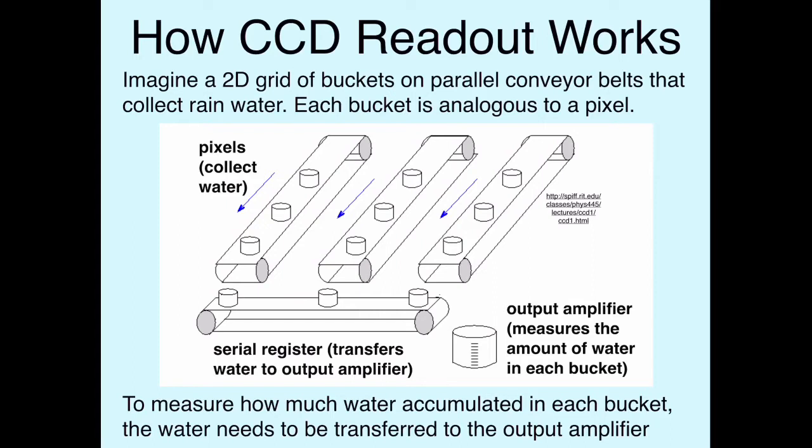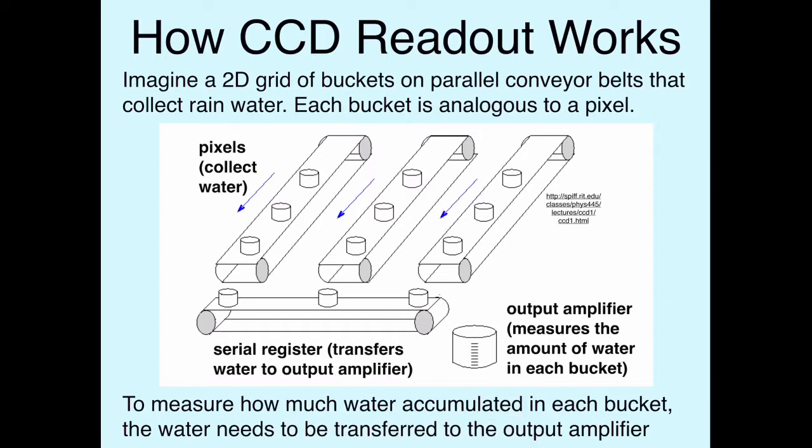So this is a nice analogy that helps us understand how a CCD readout works. We're going to imagine that we have a two-dimensional grid of buckets. Each one of these is a bucket, and these buckets are on conveyor belts. Let's imagine it's also raining, so that each bucket is collecting water. In this analogy, each bucket is like a pixel in our CCD because it's telling us how much water is accumulating at each point, just like a pixel is telling us how much light is hitting each point on the CCD.